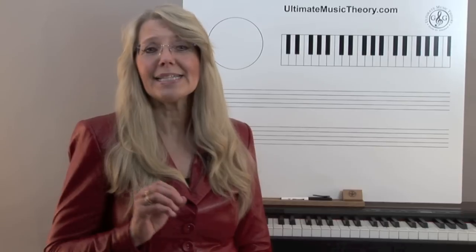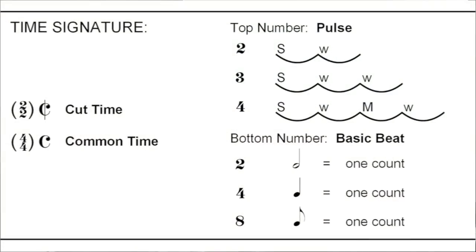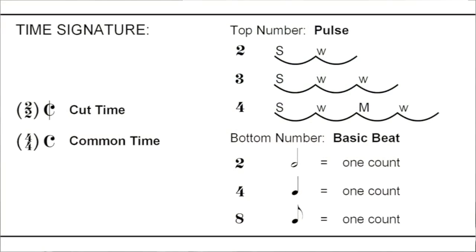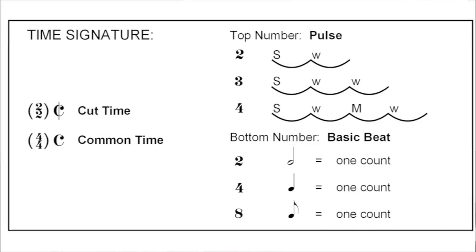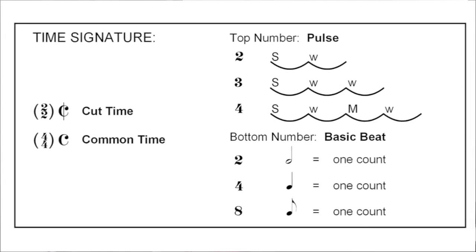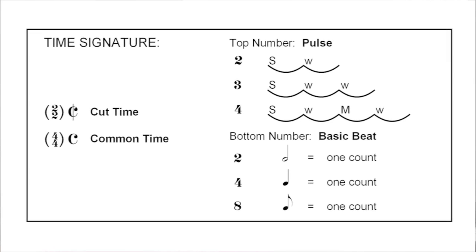Bottom number, basic beat: equals 1 count, 2, a half note equals 1, 4, a quarter note equals 1, and 8, an eighth note equals 1 count. You may also add the cut time symbol for 2/2 time and the common time symbol for 4/4 time.